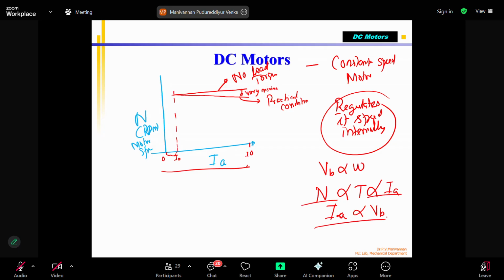When the motor is not running, when N equals 0, VB equals 0. Once the motor starts running, if your speed is increasing, because you are increasing IA as you ask, automatically VB also starts increasing together. Correct? So the net voltage applied to the armature always remains almost constant.